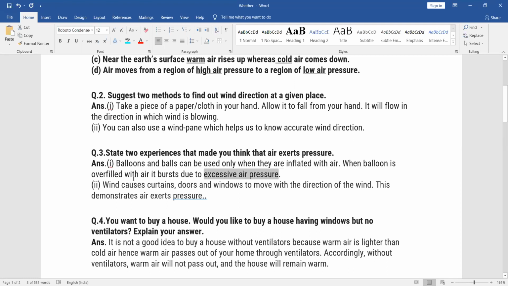The same we see in our houses also: because of the winds, curtains, doors and windows are moving in the direction of the wind. By this example also we can demonstrate that air exerts pressure. In this question also you can write any experience. Whatever you are experiencing in your day-to-day life, you can write those experiences. Question number 4.